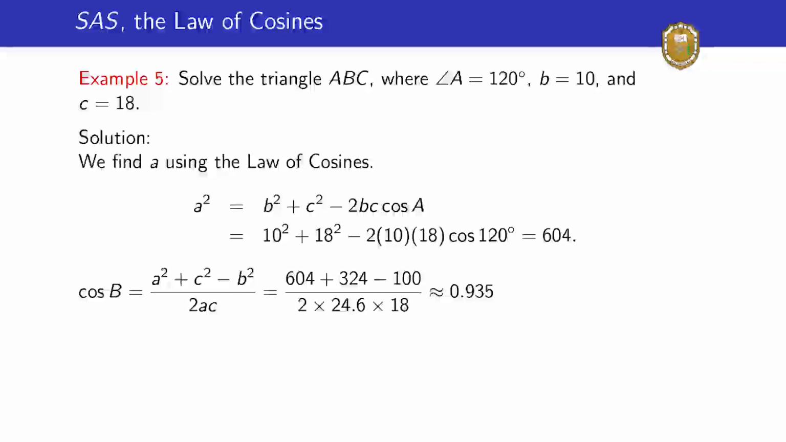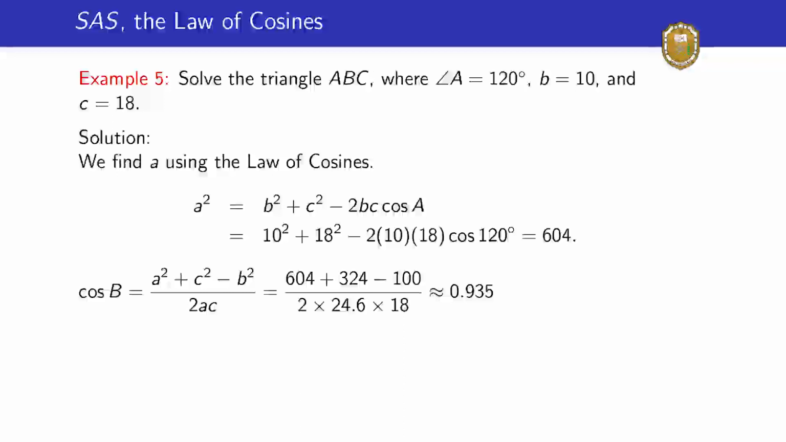you approximately 0.935. Now this tells me that the cosine of B is approximately 0.935, and therefore B is an angle whose cosine is 0.935. And if you use a calculator, then you see that B is approximately 20.8 degrees.